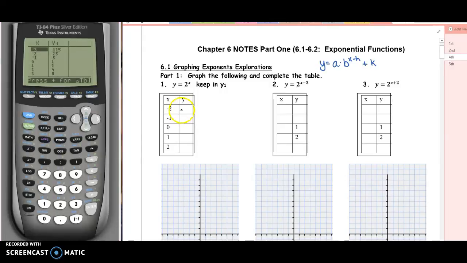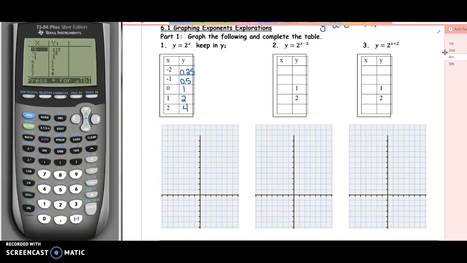So negative 2, .25, negative 1, .5, 0, 1, 1, 2, 2, 4. Plot those points, and let's see what it looks like. I'm going to click back to the graph before I connect the points so I can make sure that I'm making my graph look similar to the one on the screen.